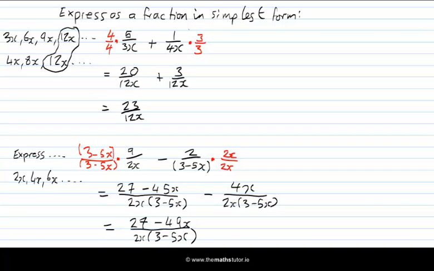Well, the 27 can divide by 3, so that could be fine. To do that, we would need to factor out a 9, and that would leave us with the 3 from the 27. If we factor out 9 from 49, we get 5 point something, which isn't the same as 5x. So actually we can't simplify any further, and this is the end of the question.